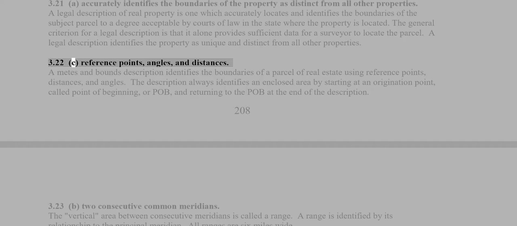3.22 C. Reference points, angles, and distances. A metes and bounds description identifies the boundaries of a parcel of real estate using reference points, distances, and angles. The description always identifies an enclosed area by starting at an origination point, called the point of beginning, or POB, and returning to the POB at the end of the description.